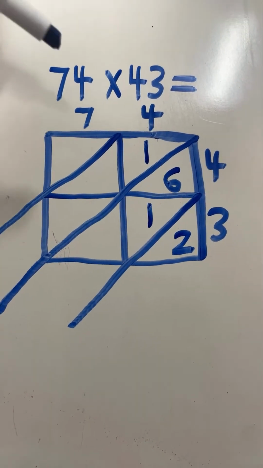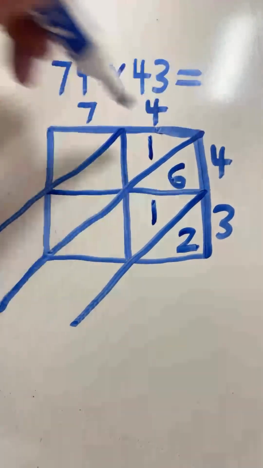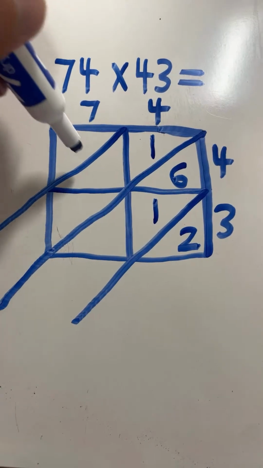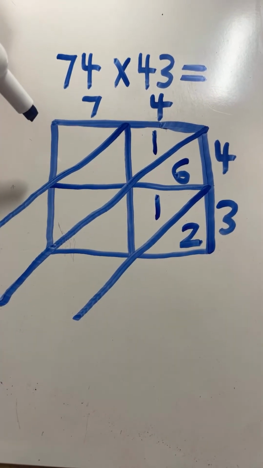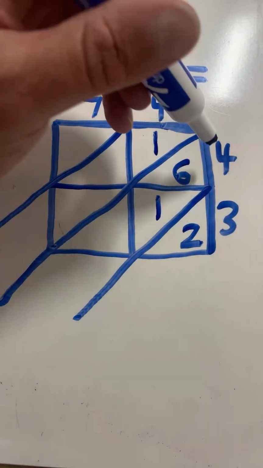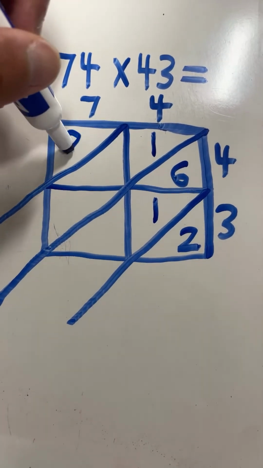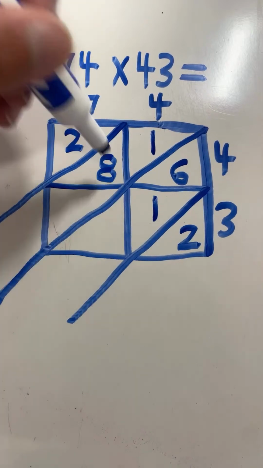All right, next we're going to multiply 7 times 4. The answer to 7 times 4 is going to go in this square, and we have a separate triangle for each digit within our answer. So 7 times 4 equals 28. So 2 in the top triangle, 8 in the bottom triangle.